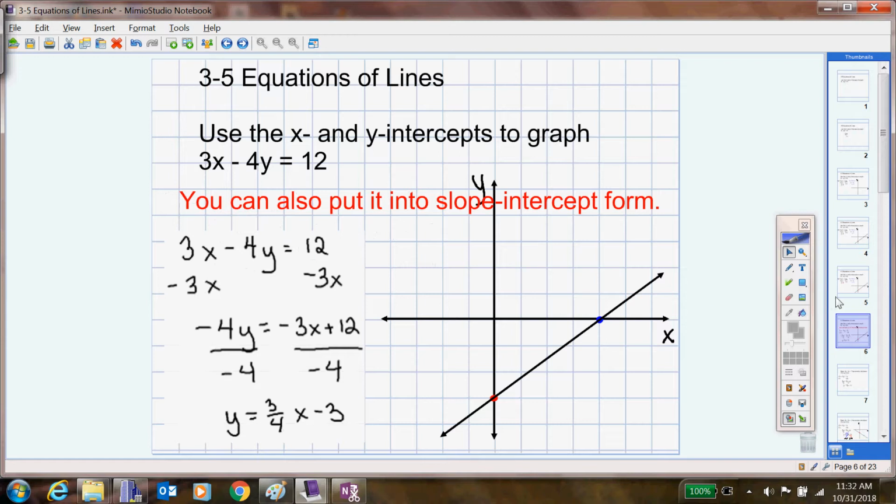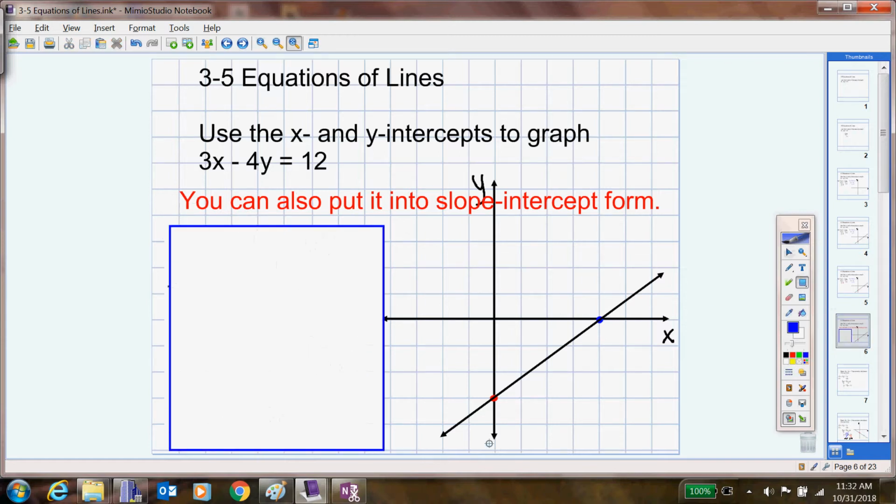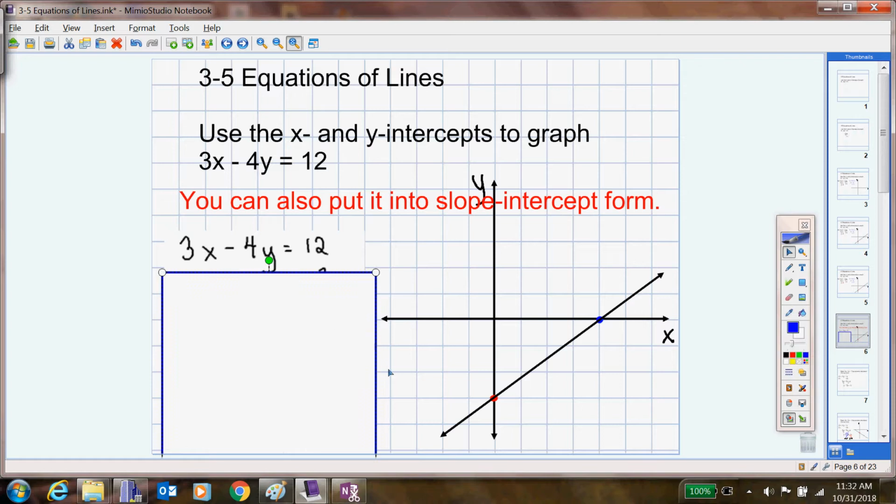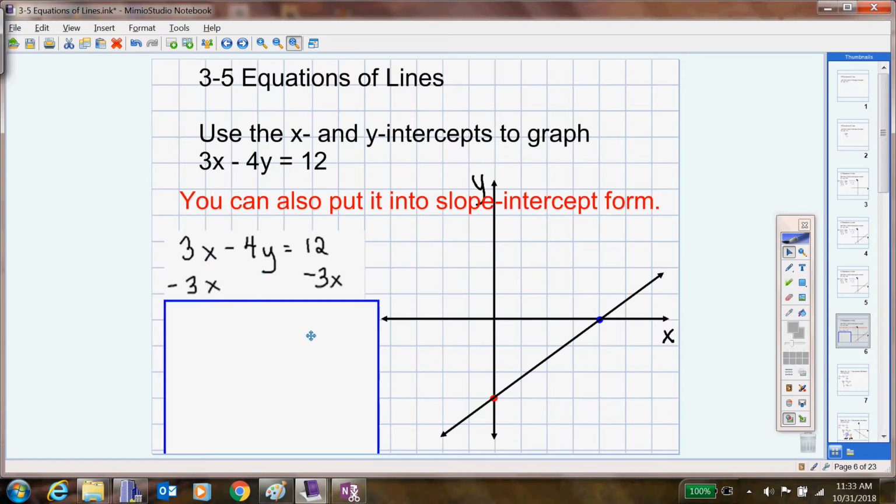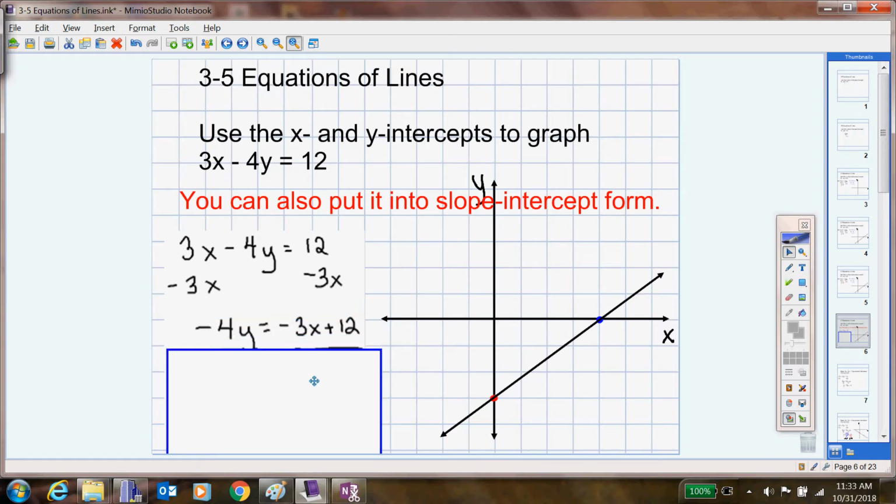We could go slope-intercept form, which means that we're going to solve for y. So in order to solve for y, I need to get y by itself. So you need to subtract the 3x. Always do everything to both sides, not just one side. We can't combine the like terms. So since we can't combine the like terms and we're trying to get y by itself, what next then?